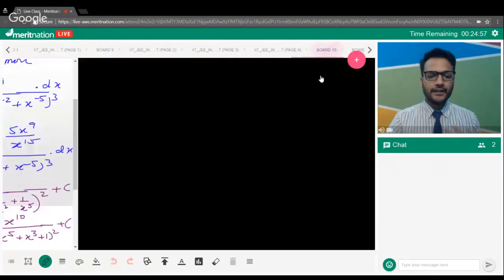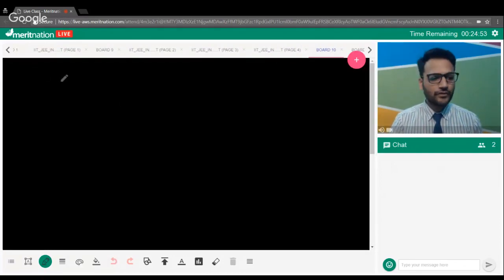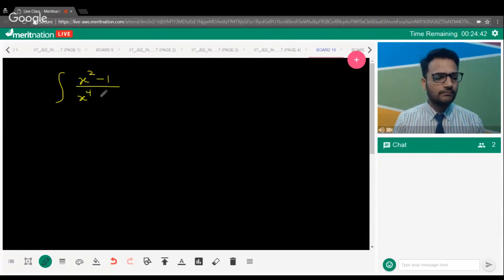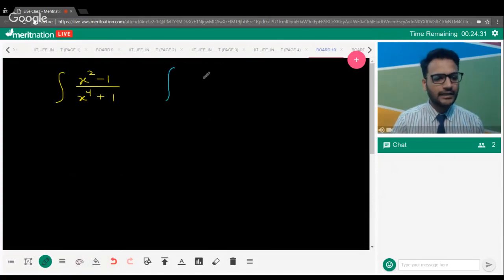The second type of distinct integrations which I want to talk about are of this type. Let me tell you this. These are interesting and important ones. So if you have integration of x squared minus 1 upon x to the power 4 plus 1 type, or x squared minus 1 upon x to the power 4 minus 1, or something like this, integration of x squared plus 1 upon x to the power 4 plus 1 type, right?